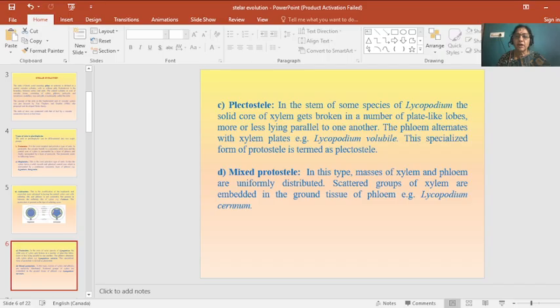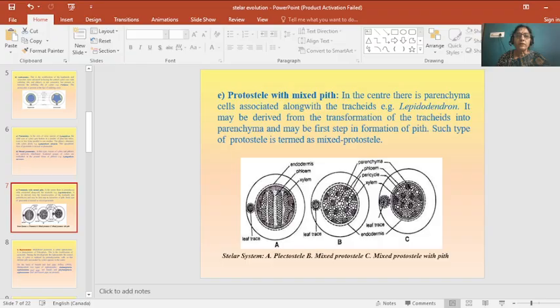Then the other type of the protostele is known as the mixed protostele. In this, the masses of xylem and phloem are uniformly distributed. Scattered groups of xylem are embedded in the ground tissue of phloem, as in the case of Lycopodium cernuum. The protostele with mixed pith: in this, the center has parenchyma cells associated along with the tracheid cells. An example is Lepidodendron. It may be derived from the transformation of the tracheids into parenchyma and may be the first step in formation of the pith. Such type of protosteles is termed as mixed protosteles.